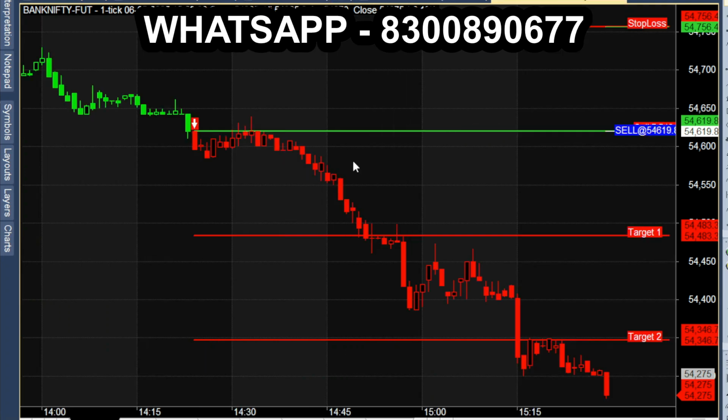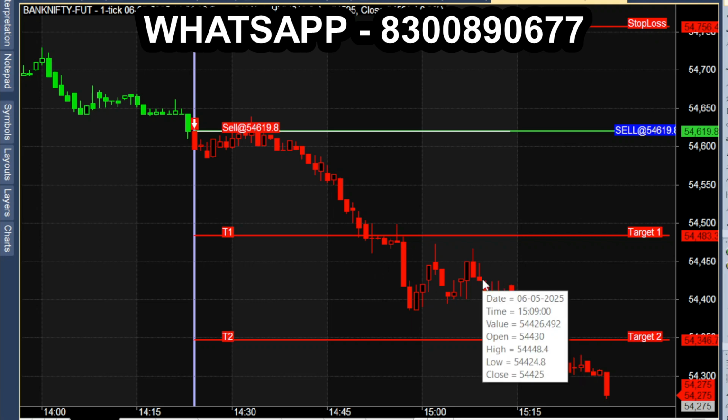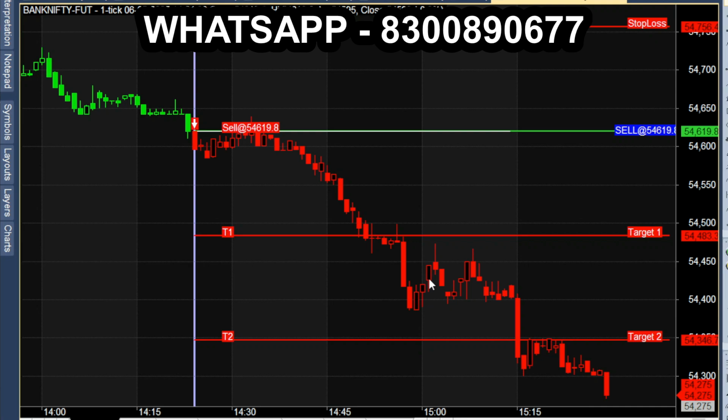Yesterday after 2 o'clock a sell call started. Can you see that red color candle? That is where the sell call began, with continuous bearish momentum. After the sell call, the market was going in the downside direction and broke out both the targets.